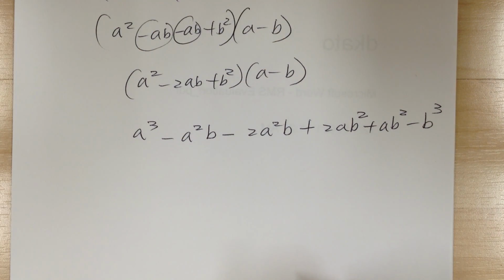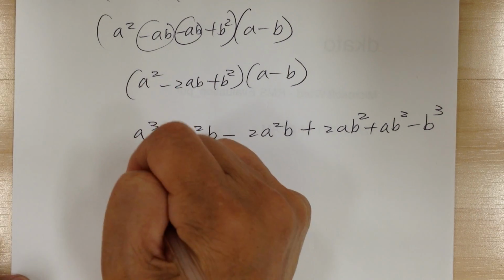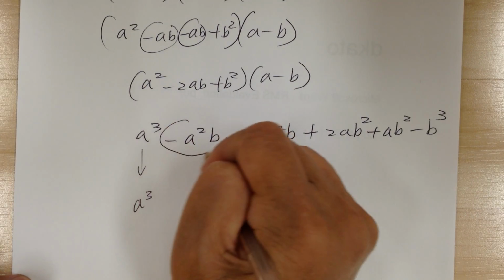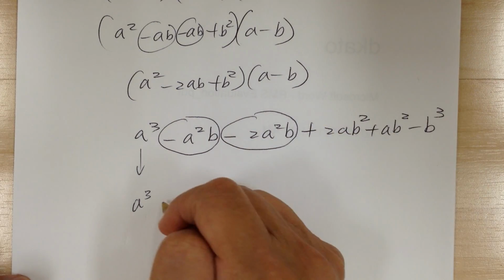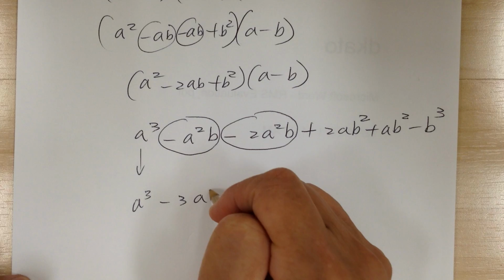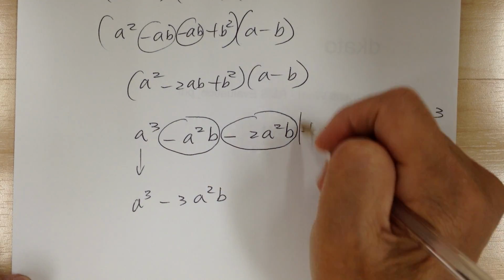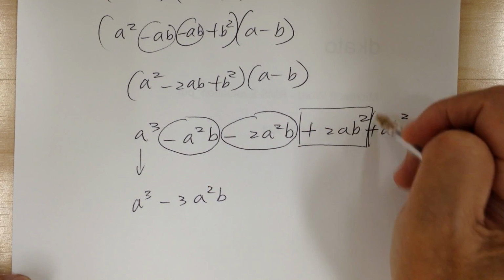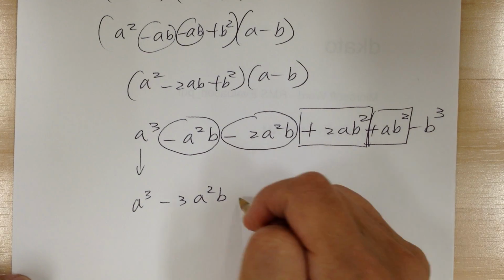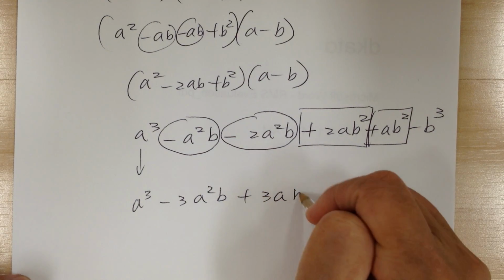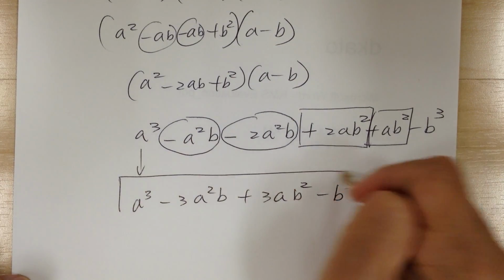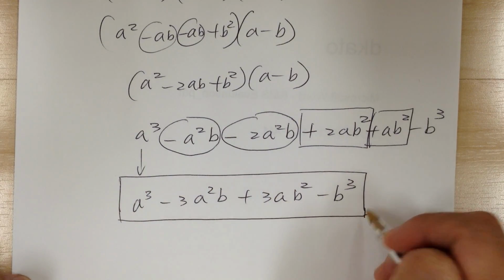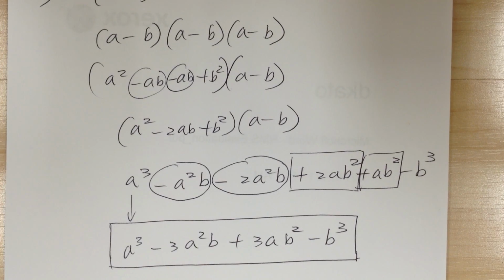Next I have to combine the like terms. So this one, you just go straight down. This one, you've got a squared b minus 2a squared b, so it'll be minus 3a squared b. And then next one, you've got the ab squared and the ab squared, so it'll be plus 3ab squared. And the last one is minus b cubed. And that's it.